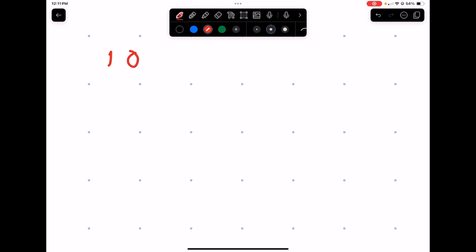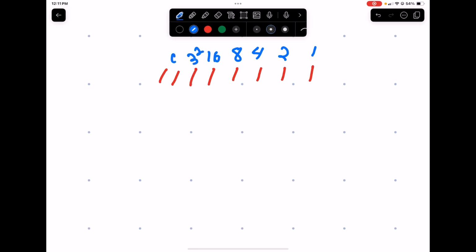Alright, so we're going to start with the number line. We're going to write out 8 ones: 1, 2, 3, 4, 5, 6, 7, 8. I'm going to change the color real quick. We say 1, and we double 1, we get 2. We double 2, we get 4. We double 4, we get 8. We double that, we get 16. You double that, you get 32, 64, and 128.